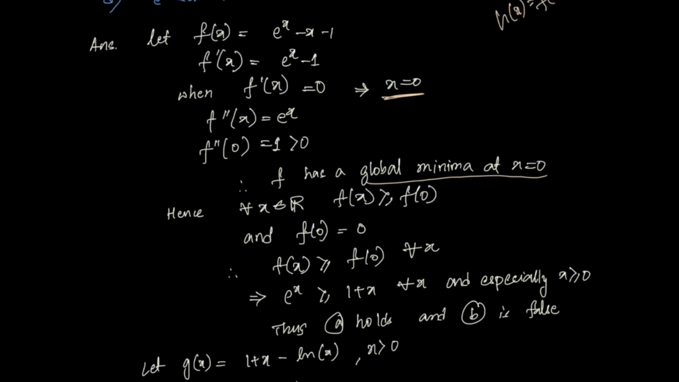So for any real value of x, f(x) is obviously greater than or equal to f(0), because f(0) is a minima, right? What is f(0)? Put x equal to 0 here. You'll find e to the power 0 minus 0 minus 1.